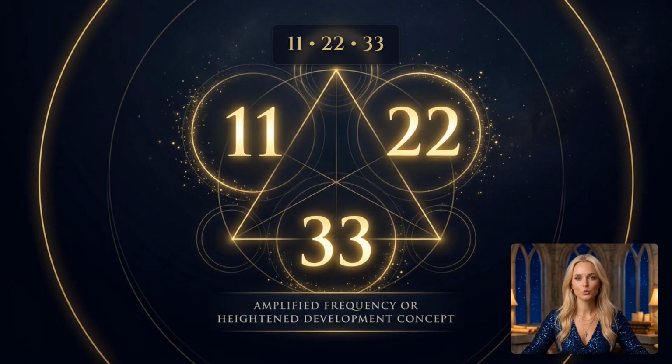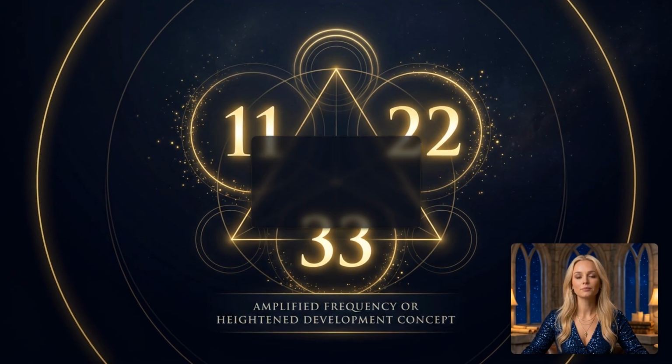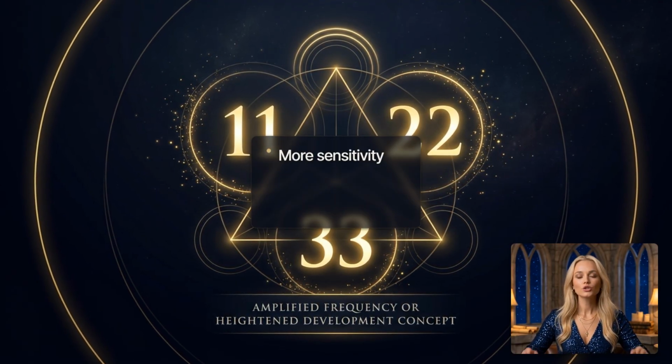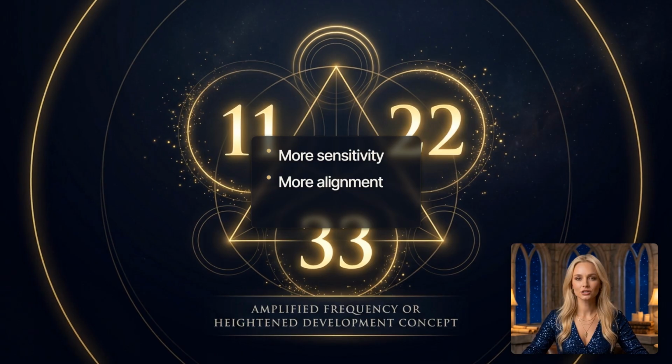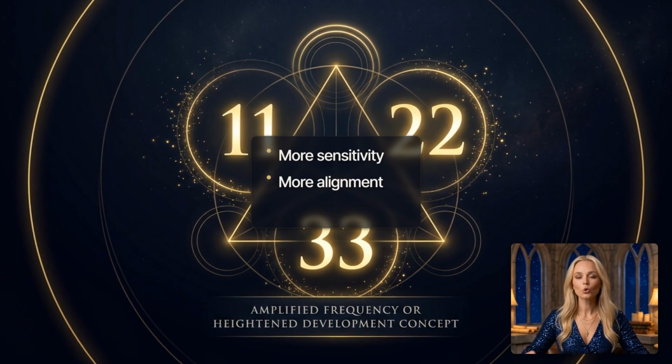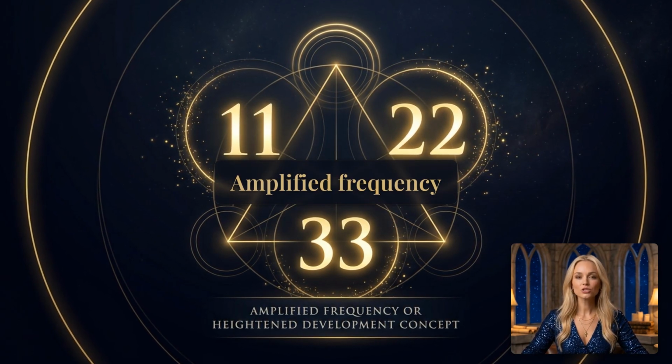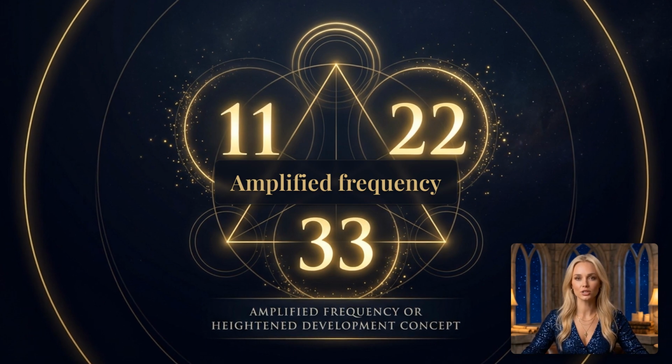And now we step into the master numbers, where the energy intensifies. Not because these paths are superior, but because they often ask for greater consciousness, greater responsibility, and greater embodiment. Master numbers 11, 22, and 33 carry amplified frequency. You can think of them as heightened forms of development. More voltage, more sensitivity, more demand for alignment, and usually more pressure to mature the gift.